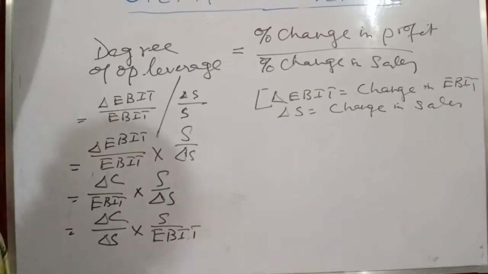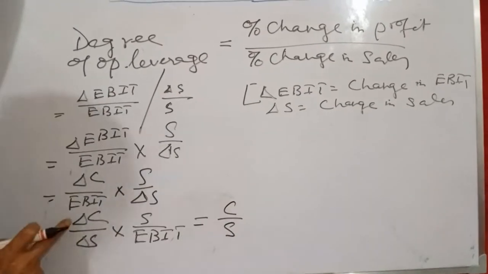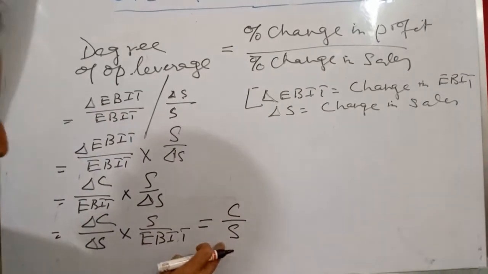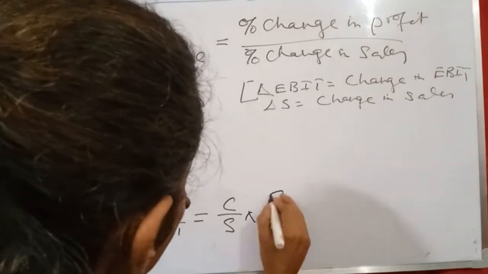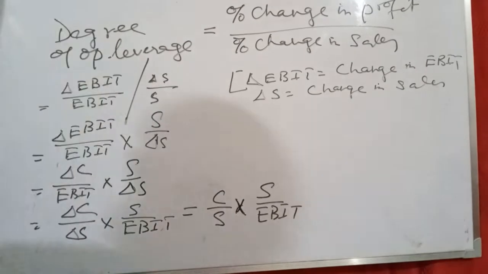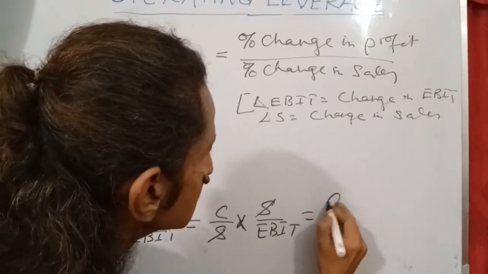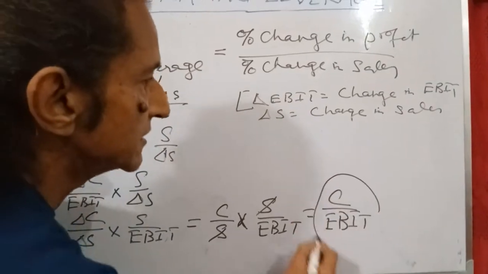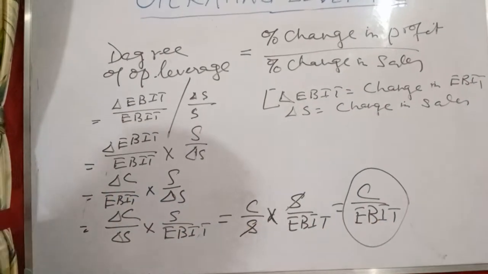Delta C by delta S, that is change in contribution by change in sales, would be equal to C by S, contribution by sales. So C by S into S by EBIT. S cancels out, so what remains? C by EBIT. This is the degree of operating leverage, that is contribution divided by earnings before interest and tax.